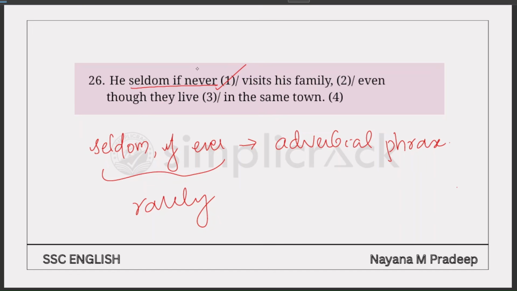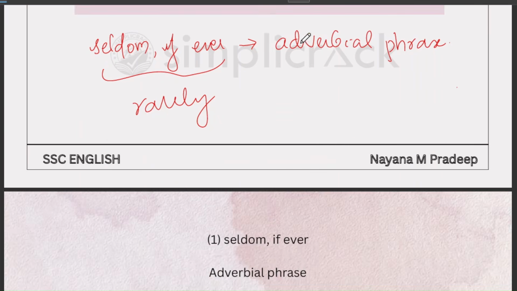So you can either write it as he seldom, if ever, visits his family, or you can say he never visits his family, or you can write he rarely visits his family. All this is right, but you cannot combine seldom and never. Because as I already told you, seldom is also a word that has an inherent negative meaning in it. So you do not need another negative word along with it. So the correct use of the phrase is seldom, if ever. Okay.